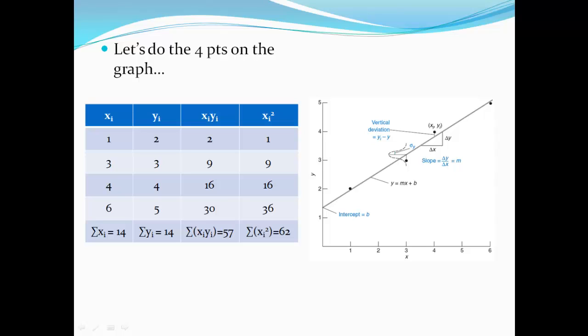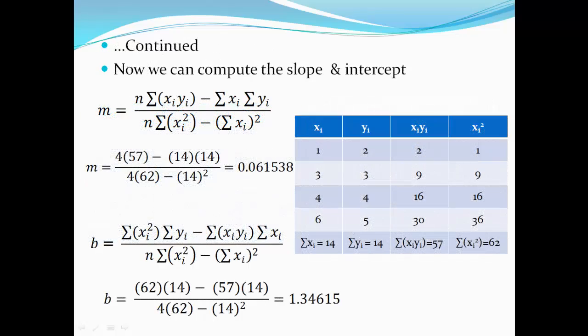We do the same thing for the y's, and then we multiply both those numbers for the third column. So 2 times 1 is 2, 3 times 3 is 9, 4 times 4 is 16, and so forth. Then we square all of the x's, and that's how we get the numbers you see in the table, and how we get the summations at the bottom. We just add all of those numbers up. Very simple. Let's move on. Now we're ready to compute the slope and the intercept.